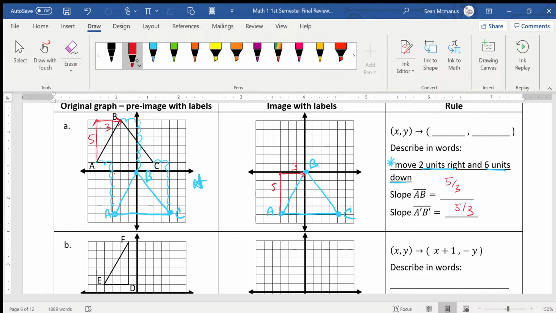Describe in words, it gave to us the slopes we did, and then the rule. So what happened here? Remember the x went to the right 2, so we moved it in the positive direction 2, and the y went down 6.